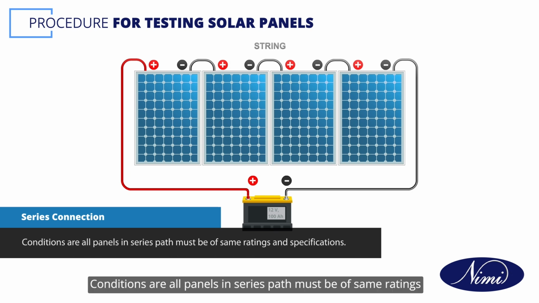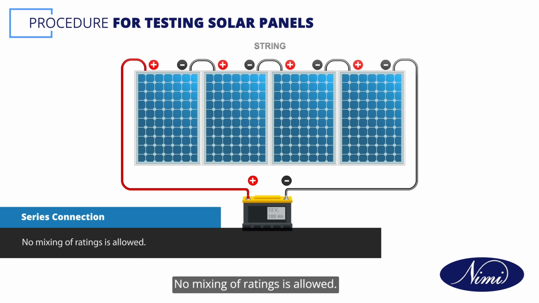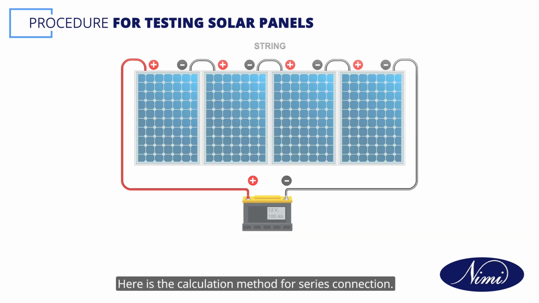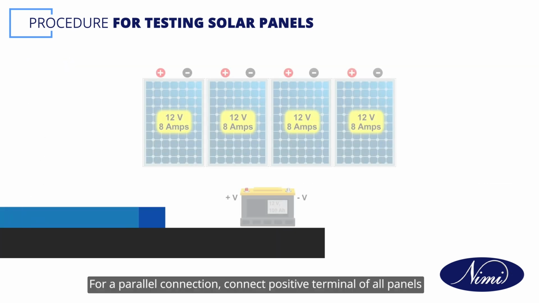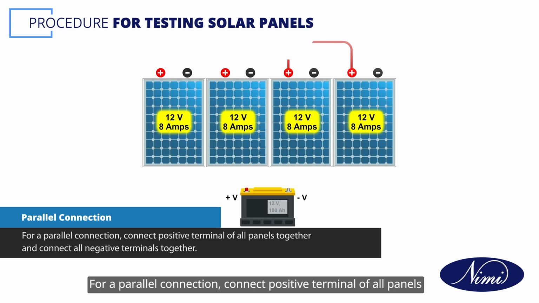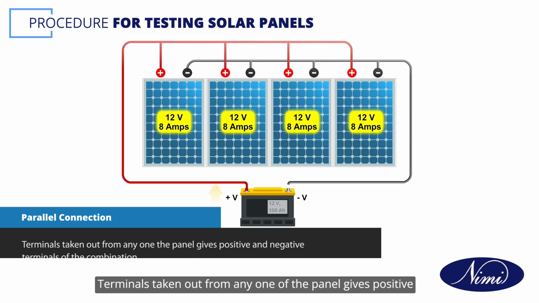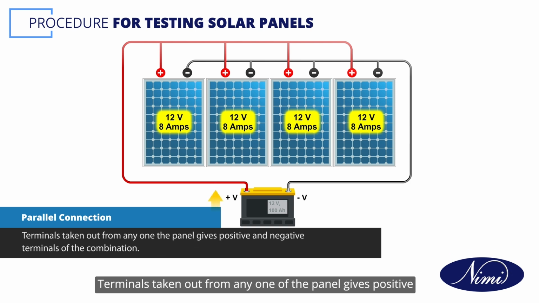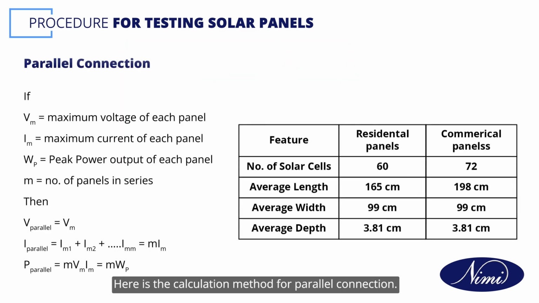Conditions are all panels in series path must be of same ratings and specifications. No mixing of ratings is allowed. Here is the calculation method for series connection. For a parallel connection, connect positive terminal of all panels together and connect all negative terminals together. Terminals taken out from any one of the panels give positive and negative terminals of the combination. Here is the calculation method for parallel connection.